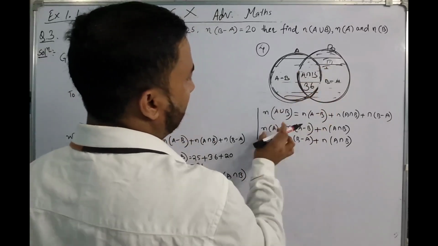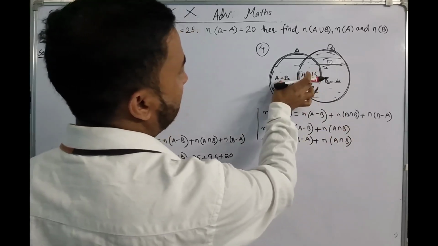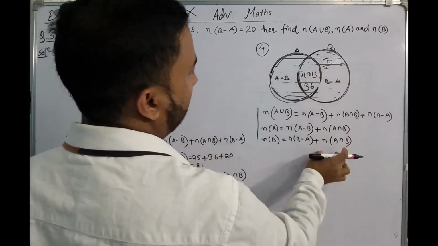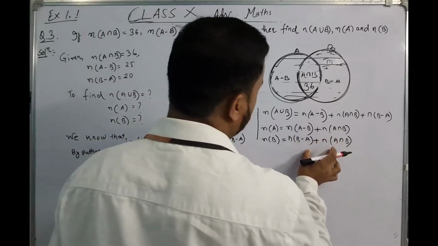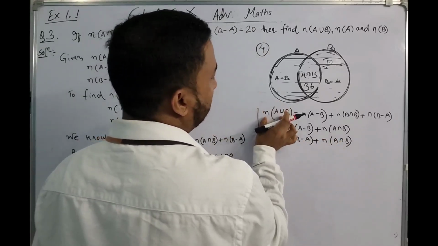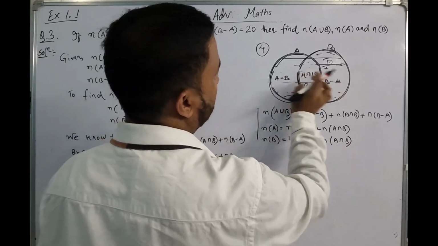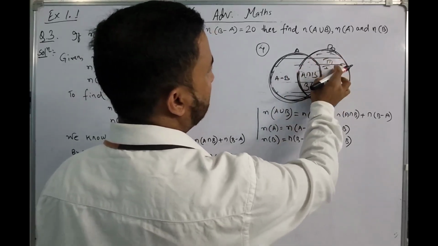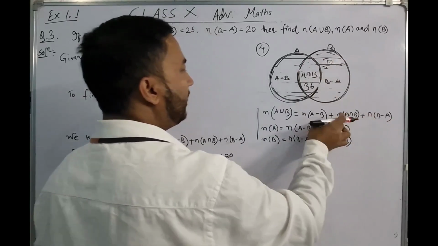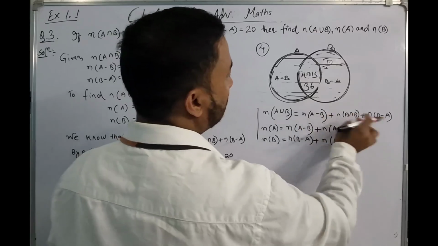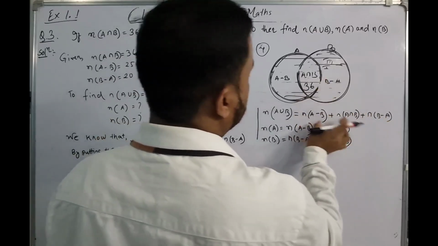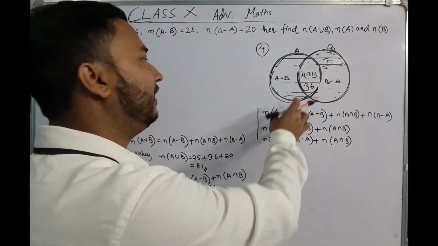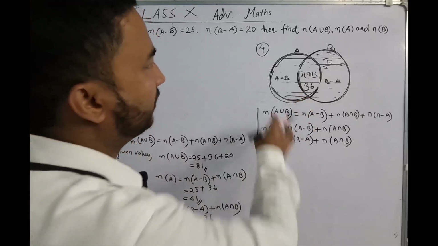Number of A is what? Part 1 plus part 2. Here we have added these two parts to get the number of A. And to get the number of B, we have added part 2 and part 3. To get the number of A union B, we have to add all three parts: part 1, A difference B; part 2, A intersection B; and part 3, B difference A. Since we are dealing with numbers only, we can simply add. So this will give you the numbers of A union B, A and B. And this is the Venn diagram asked in question number 4.